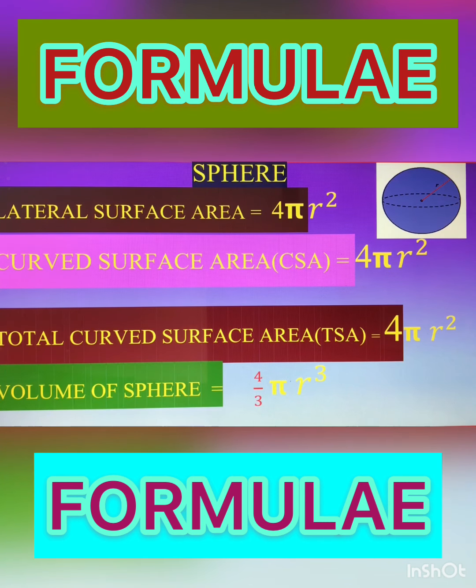Now the volume of sphere is 4/3 pi r cube. Keep in mind that the formula to find the volume of sphere is 4/3 pi r cube, where r is the radius of the sphere.